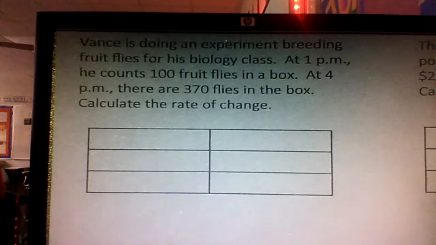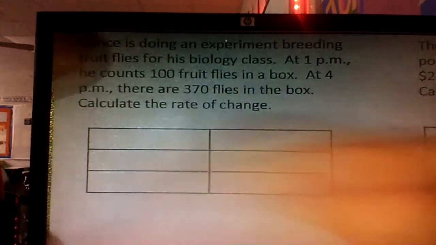What do you think our independent variable is? What does he have control of? He has control of the time. He can't control how many flies they make. He can control the time. So your time is going to be your X.